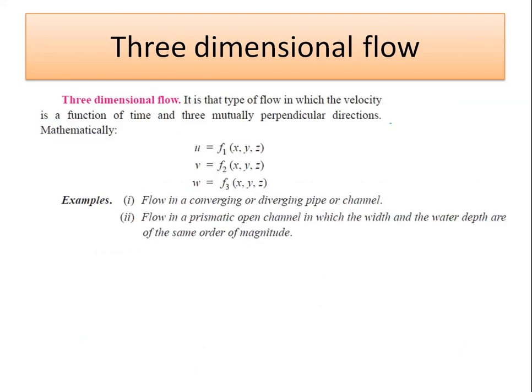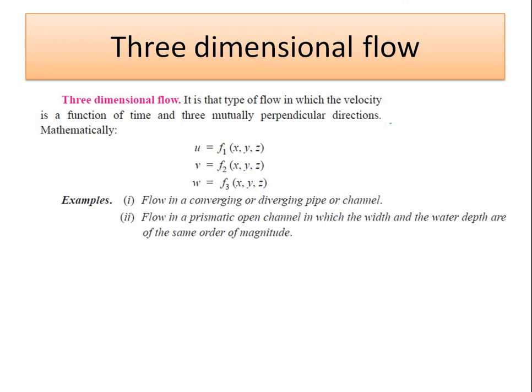And in three-dimensional flow, all components u, v and w are alive, that is, having non-zero values. That is, u is a function of x, y, z, v is a function of x, y, z, and w is a function of x, y, z. Then it is called a three-dimensional flow.